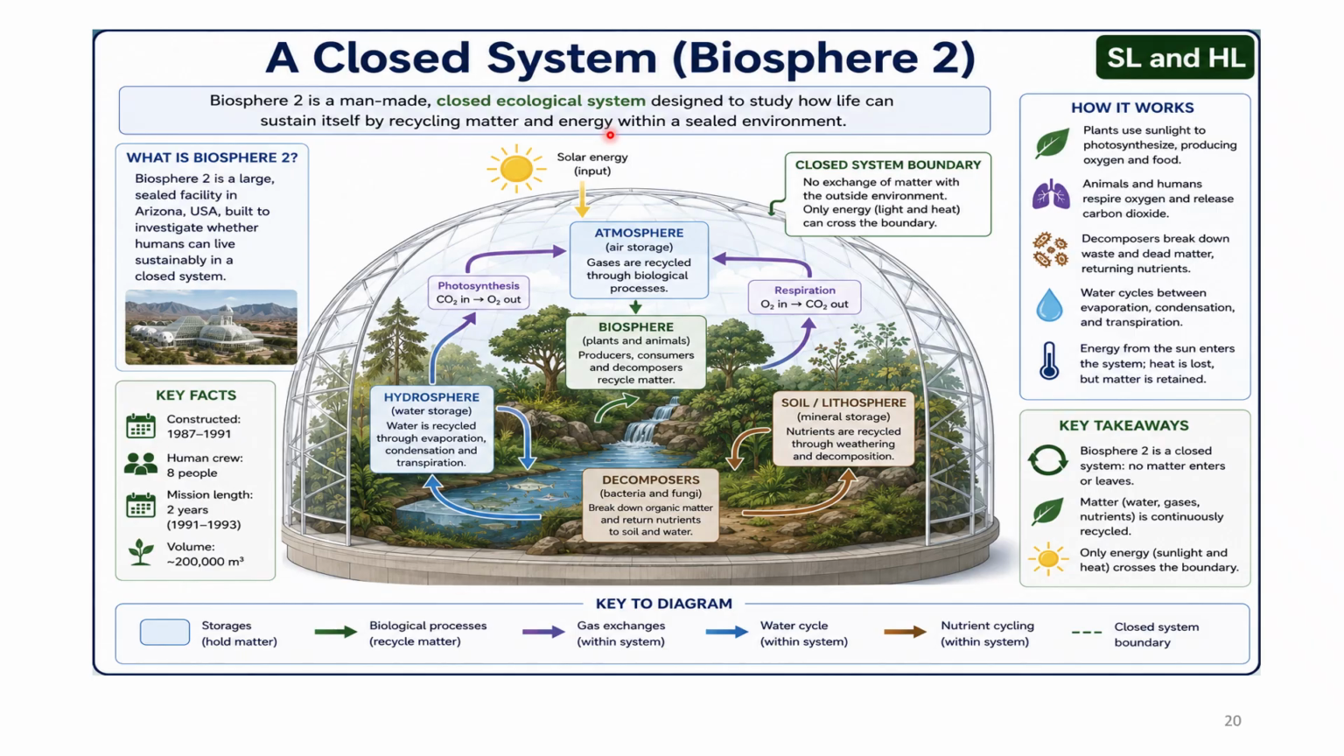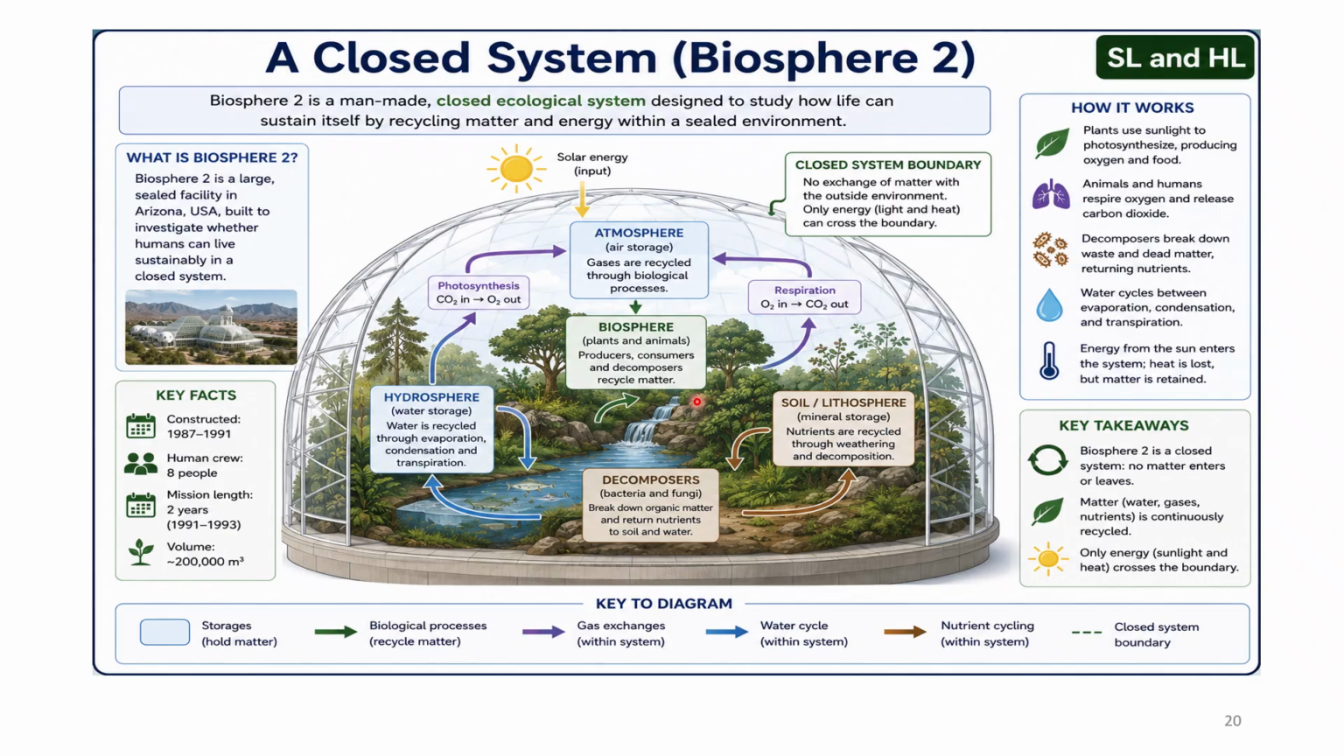A closed system, Biosphere 2. Biosphere 2 is a classic example used to demonstrate the concept of a closed system. Built in Arizona, USA, it was designed to test whether humans could live sustainably in a sealed ecological environment where matter is recycled internally. The system contains several interconnected storages: the atmosphere, hydrosphere, biosphere, soil or lithosphere, and decomposers. A key feature of the closed boundary is that matter does not enter or leave the system, while energy, mainly sunlight and heat, can cross the boundary.